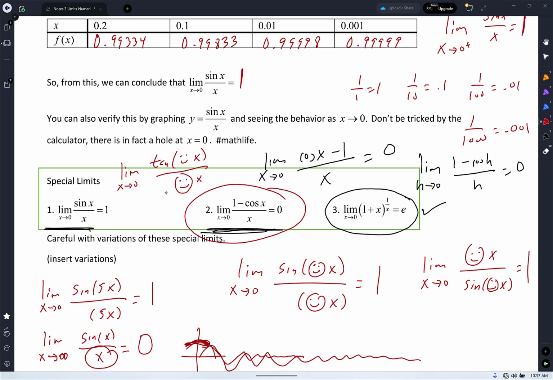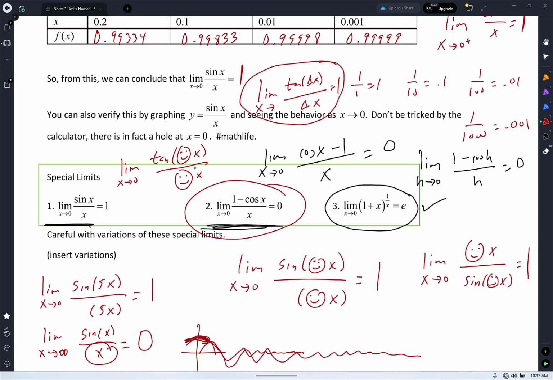You guys like happy faces? I mean, I can use something else, maybe a triangle for you happy face haters. For the happy face haters, tan triangle x over triangle x equals 1. There's some people that are happy face haters. They don't want to see happy faces. They don't want to see the world happy. They want to see the world burn. I'm kidding, guys. That's a joke.